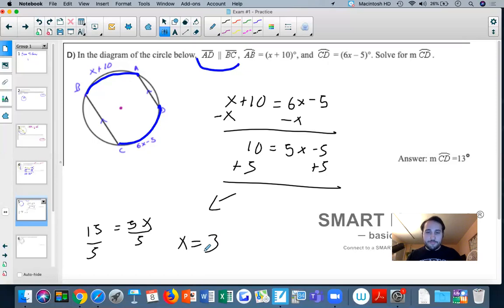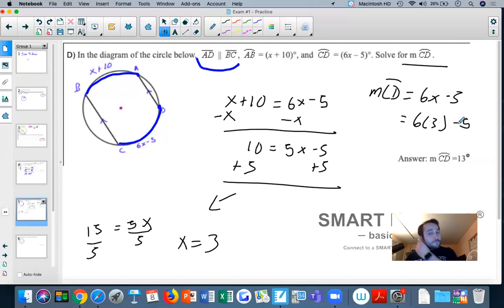Are we done? Absolutely not, because we're looking for the measure of arc CD, and the measure of arc CD is 6x minus 5. Well, I know that x is 3, so 6 times 3 minus 5. I'm doing it on my calculator, even though the answer is there. 6 times 3 is 18. 18 minus 5 is 13. So the measure of arc CD is 13 degrees.